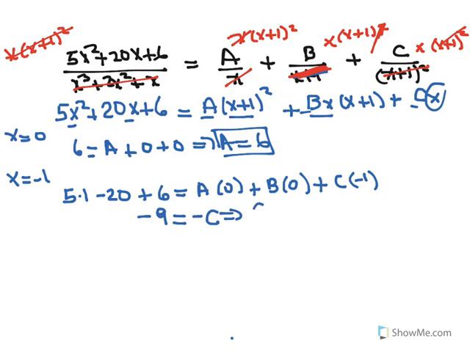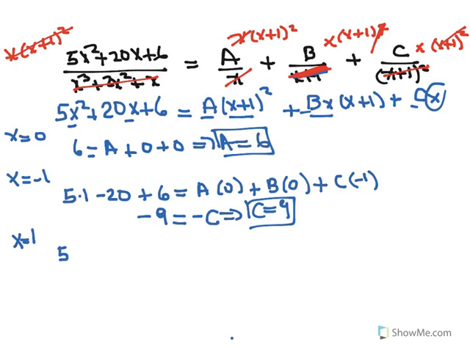That means that c is 9. Okay, so now how do I find the value of b, because I still need b? Well, take another value. Let's make x equals 1. Okay, so what happens if I have x equals 1?